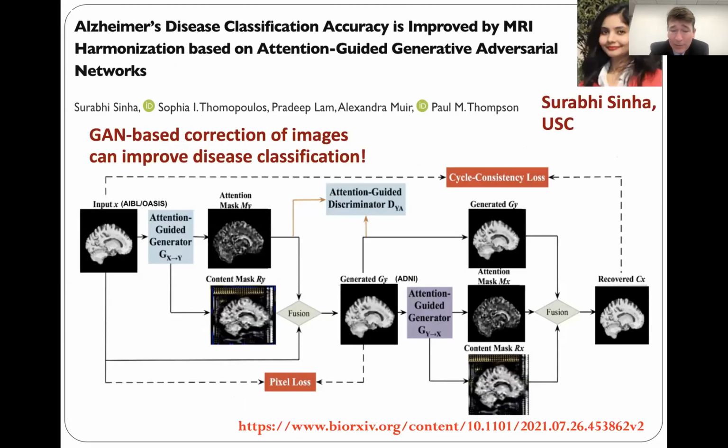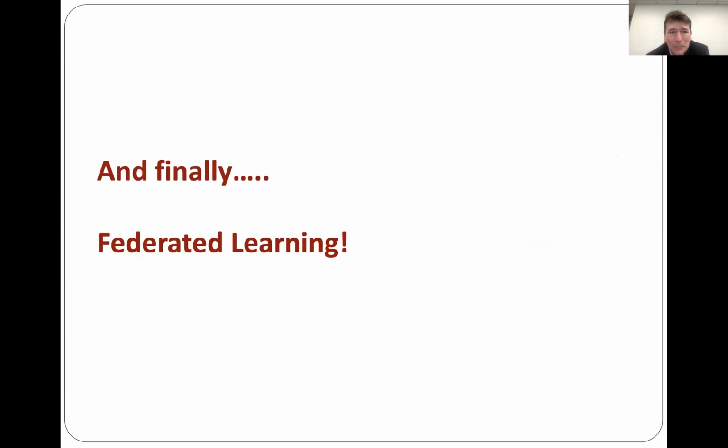Now, does this work? And it does. So this is work by Sobi Sinha here at USC, where she's been applying attention-guided GANs to neuroimaging data. This is a cycle GAN setup, and showing that the corrected data achieves better performance on a task here, Alzheimer's disease classification. And so this was, in the end, successful.